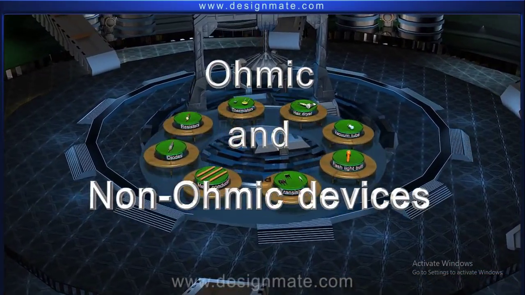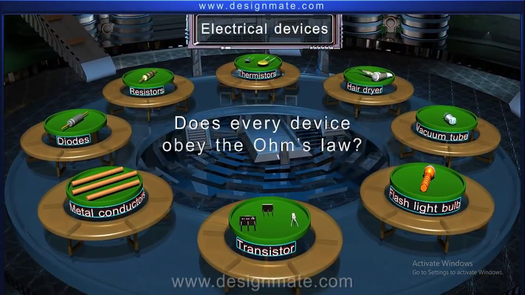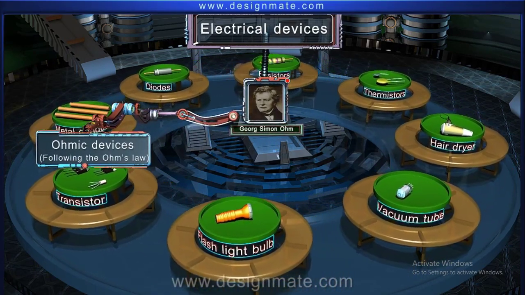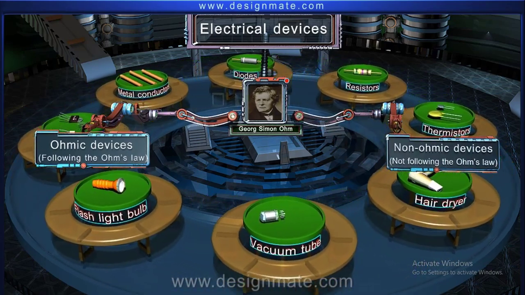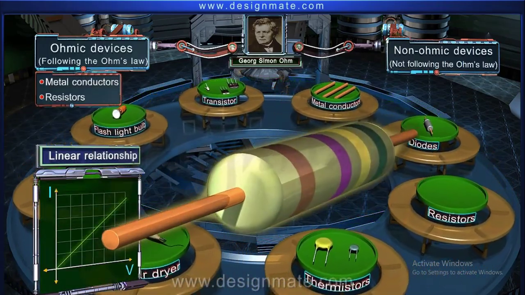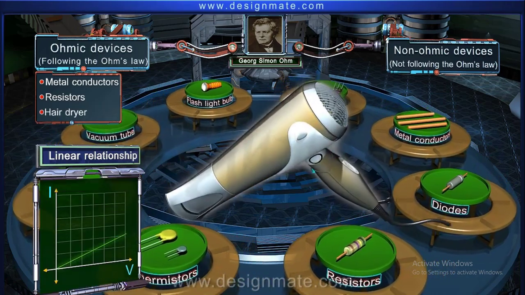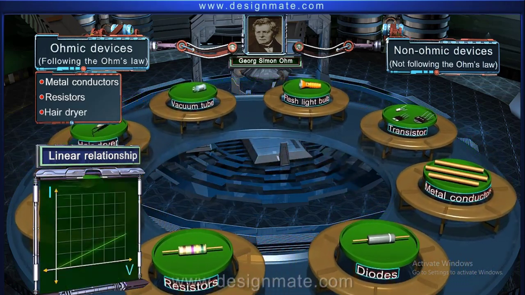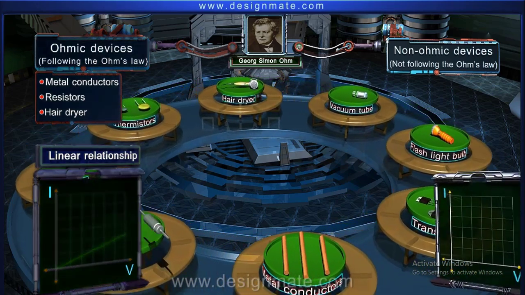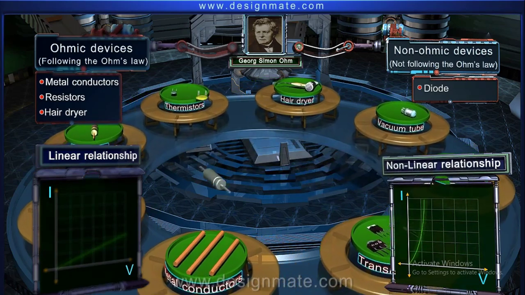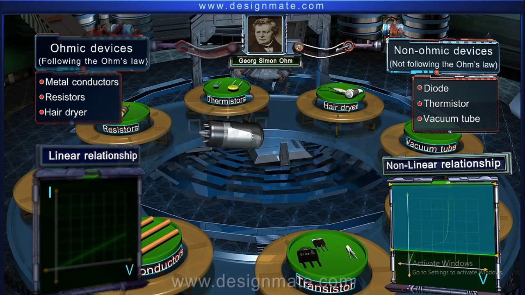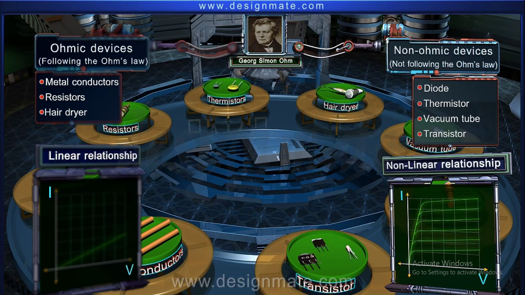Ohmic and non-ohmic devices. Does every device obey Ohm's law? No. Those which follow the law are said to be ohmic devices. Those which do not follow are said to be non-ohmic devices. Metal conductors, resistors, hairdryer, etc. are the examples of ohmic devices, whereas devices such as diodes, thermistors, vacuum tubes, transistors are the examples of non-ohmic devices.